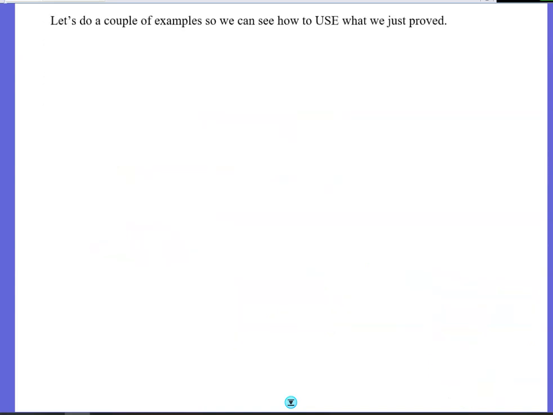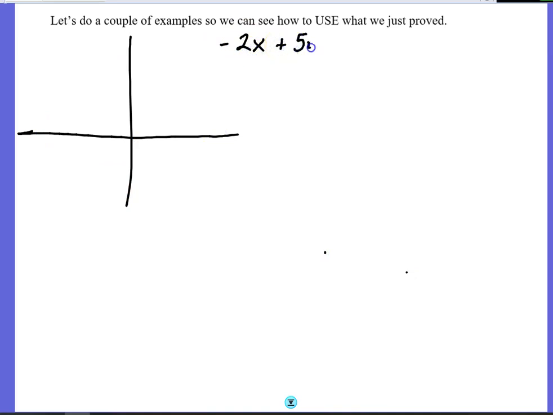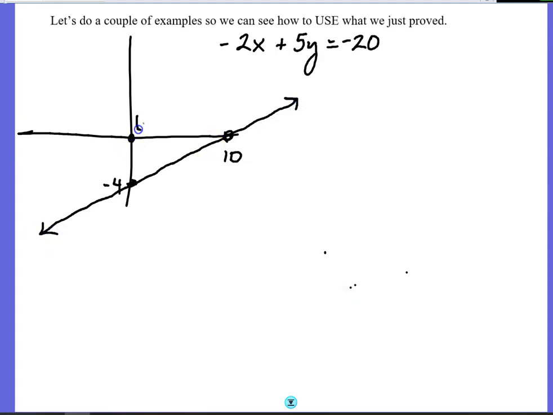Okay, so we can do one more example. So let's do -2x plus 5y equals -20. Okay, so that line, let's see, my x-intercept would be 10, and my y-intercept would be -4. Okay, so there's my line. So I could even use the point 0, 0, guys, if I wanted to know how far the line was from 0, 0.